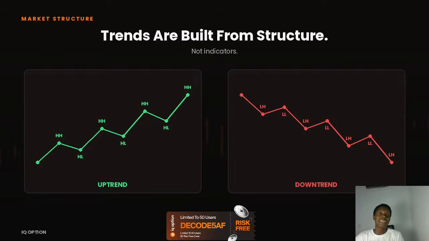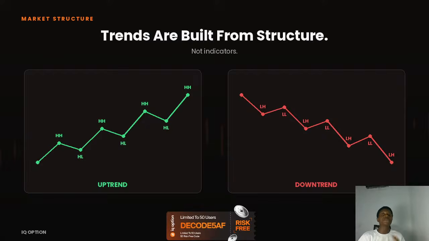What we mean by that is when price pushes up to a new peak, but then pulls back, and that pullback holds above the previous low, and then pushes to an even higher peak. As long as that pattern continues, you are in an uptrend.